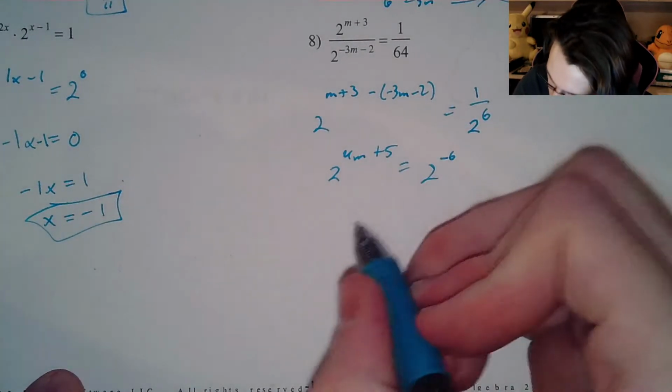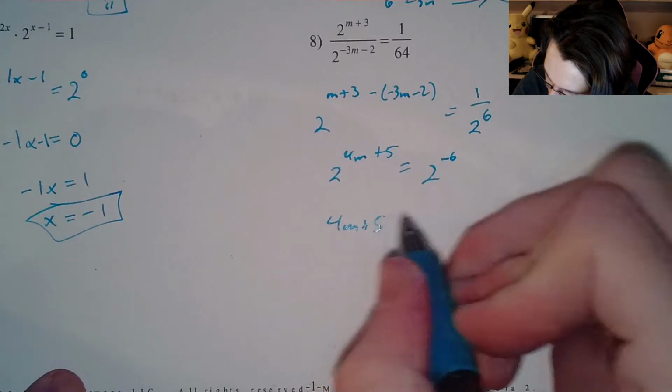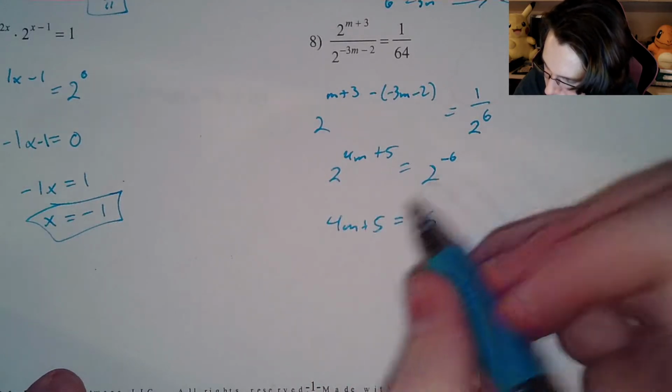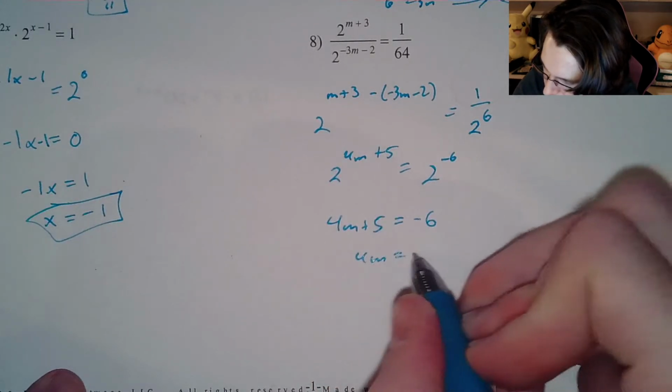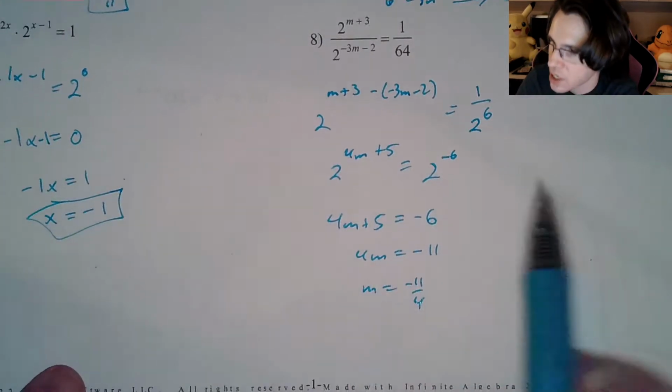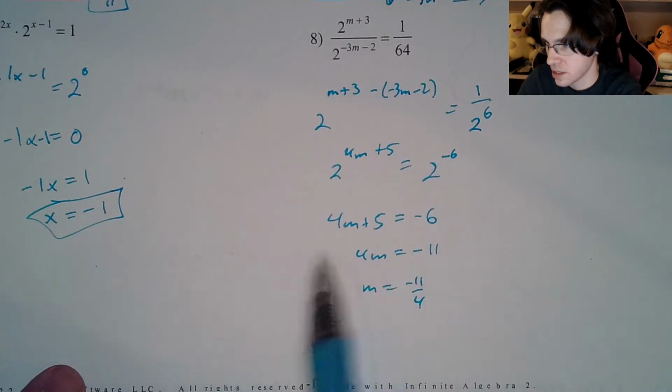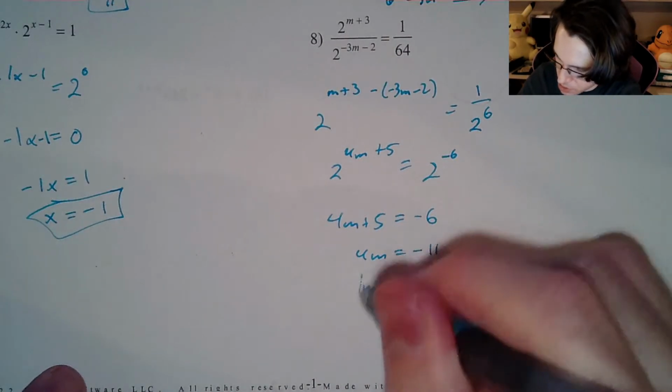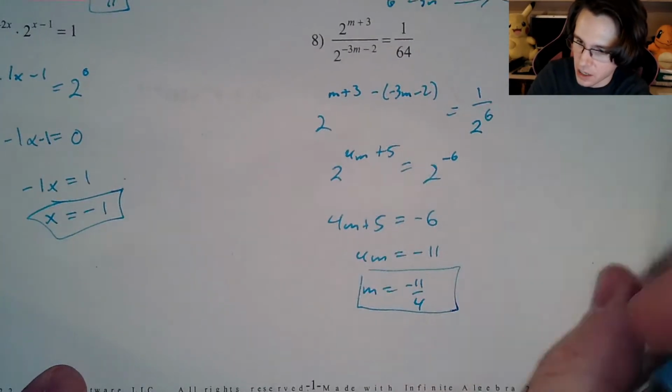Okay. We got 4m plus 5 is equal to -6. So 4m is equal to -11, and m is equal to -11 over 4. I subtracted 5 on both sides and divided both sides by 4. I apologize for not showing work. I momentarily forgot, and it's too late. We're on the next page. Can't go back. Sorry. All right.